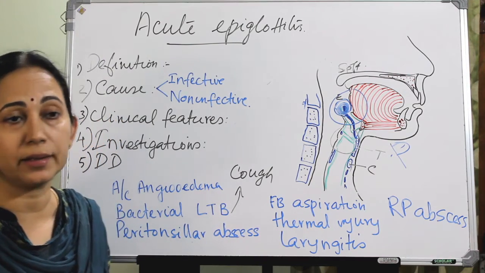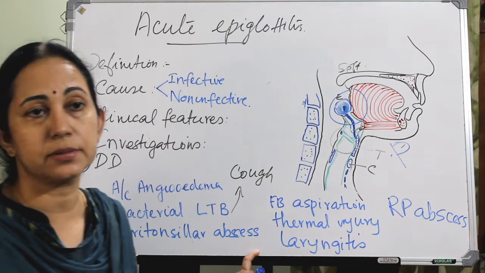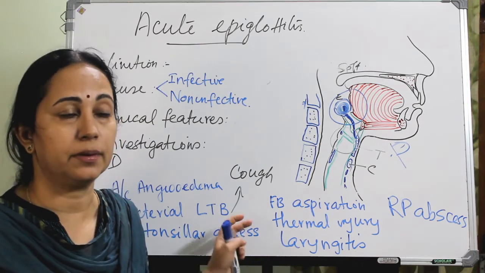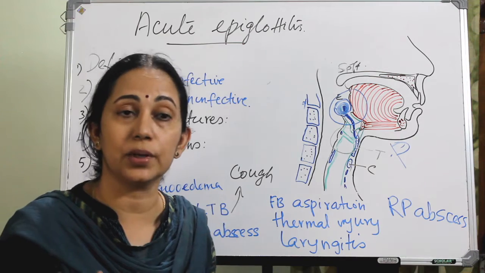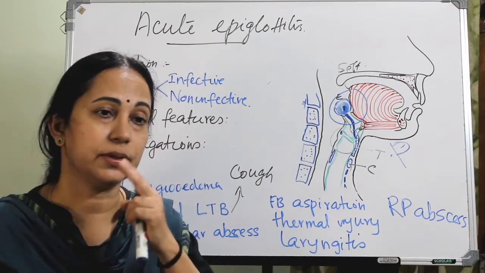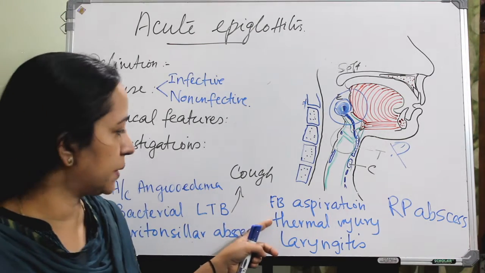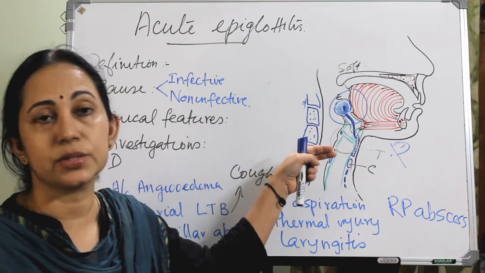Next is peritonsillar abscess. Usually the typical examination finding is unilateral swelling of the tonsils with the pushing of the uvula towards the opposite side. In foreign body aspiration and in thermal injury, a typical history will be there, along with edema of the respiratory tract.